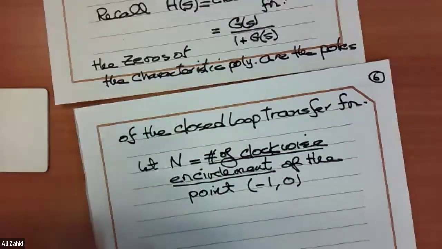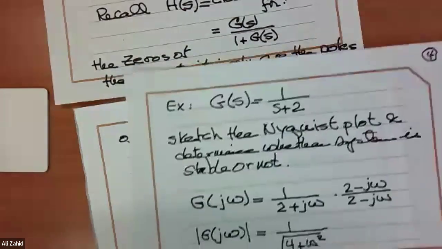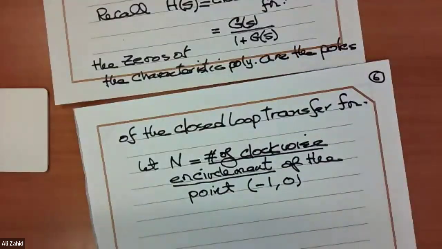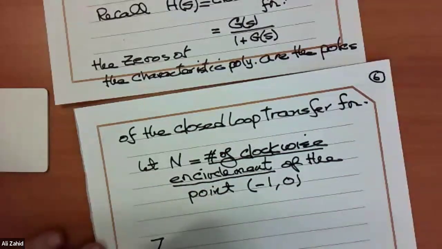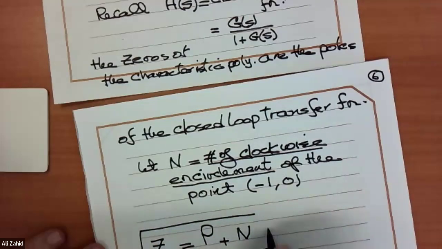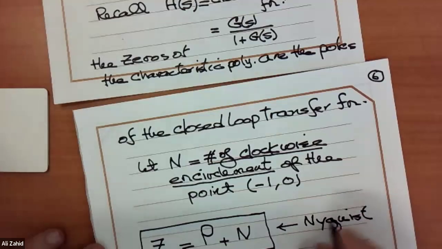Do I know what N is? No. Why not? But once you sketch the Nyquist plot, you will be able to find N. Correct. You get it? Yes. Then Z is equal to what? P plus N. This is the Nyquist criteria.